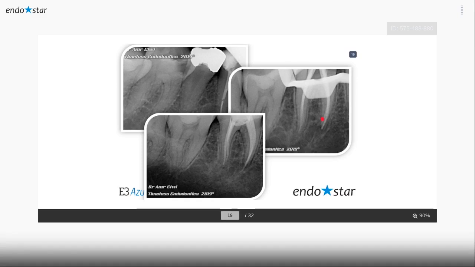So when I started with rotary, I started this case combining the radial landed file, completely austenitic, with greater taper 6. Then I changed to the A3 Azure to remove all the debris that accumulated inside the canal due to the low cutting efficiency of the austenitic radial land.